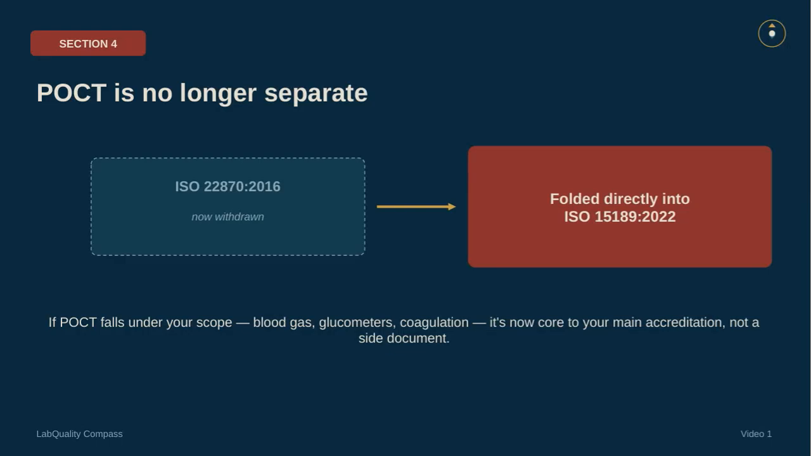Let's talk about point-of-care testing, or POCT, and why it's become central to our accreditation process. If you manage blood gas, glucometers, or coagulation devices, this is now part of your core responsibilities. POCT isn't a separate document anymore. It's fully integrated into the updated ISO 15189 standard. The old ISO 22870 has been withdrawn, so everything's folded directly into Section 4. This change means POCT is no longer on the sidelines, it's front and center.